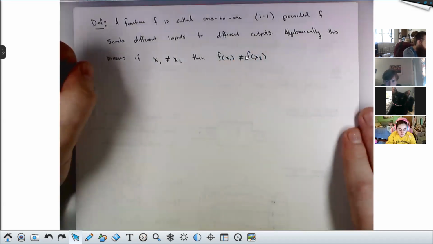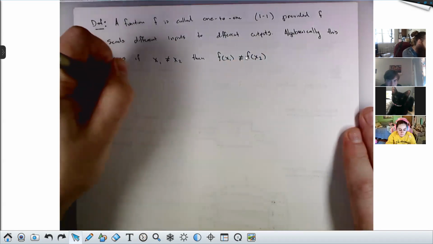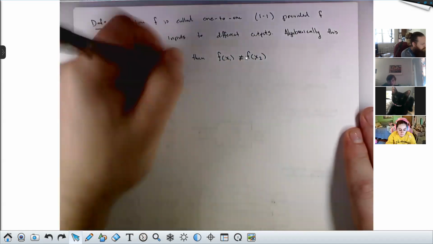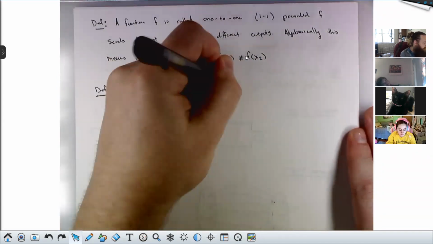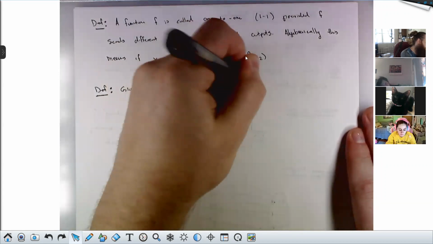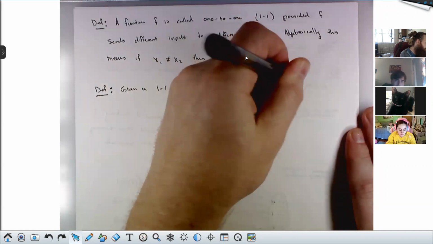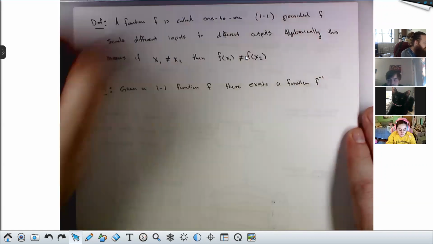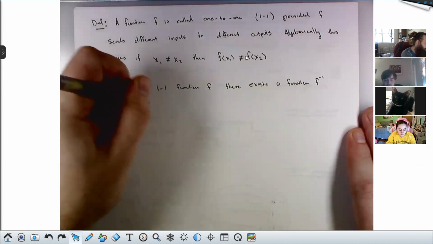One more definition. Given a 1-to-1 function f, there exists a function, turns out to be unique, a unique function f inverse which exactly undoes f.